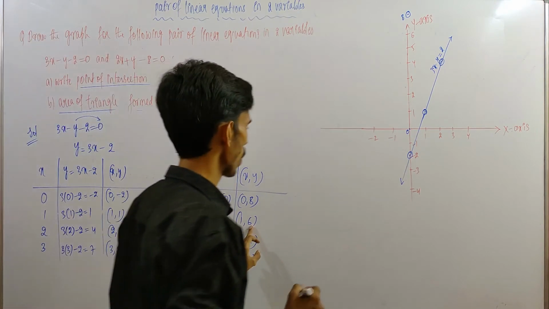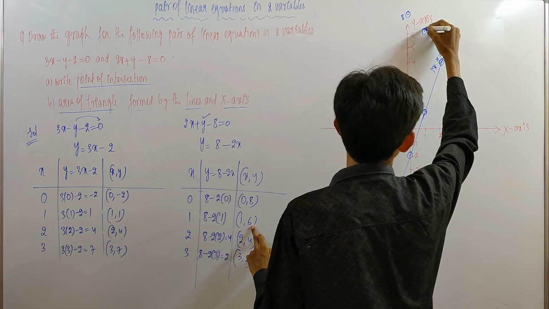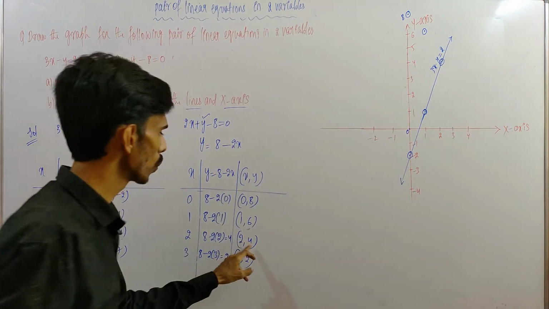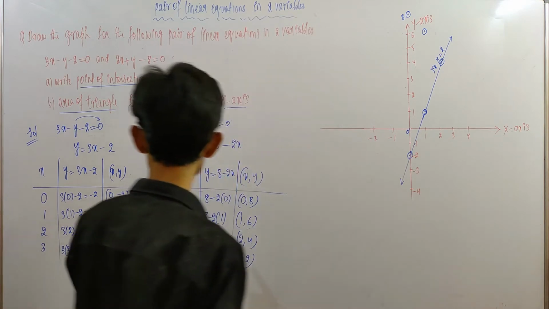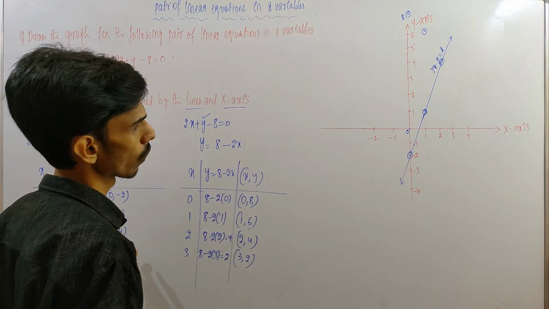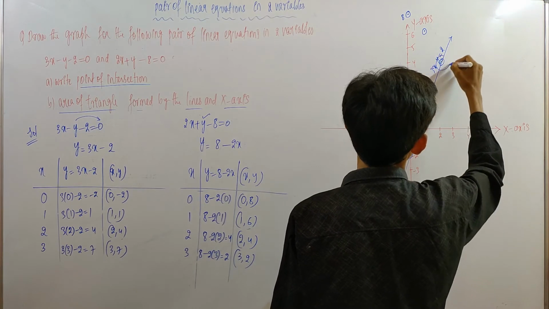1, 6. Here we have 1 and 6. So this is the second point. 2, 4. This is the common point, I think. Here we have 2, 4. Okay, this is 2 and 4. This is a common point we have.